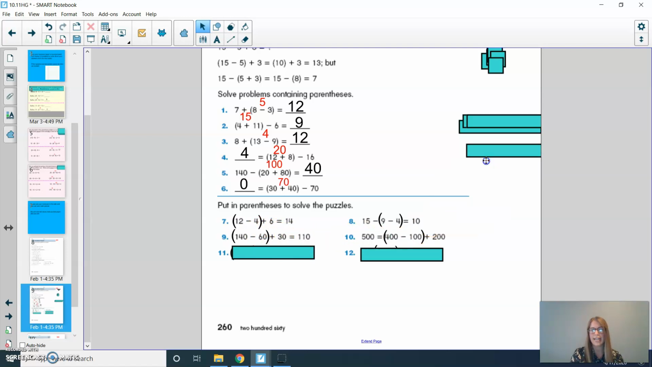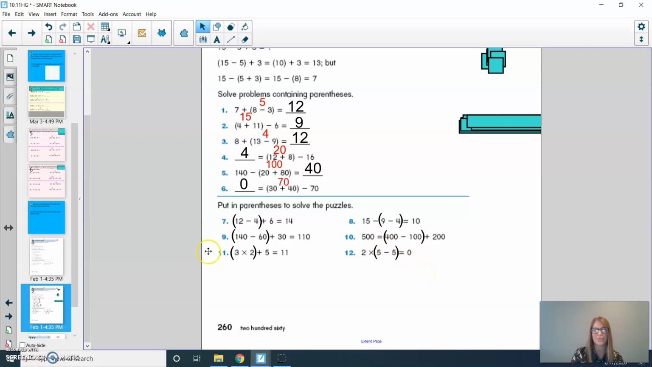For question 10, I would need to do 400 minus 100 first, which would get me to 300. 300 plus 200 would get me to 500. For question 11, I would do 3 times 2 first, because 3 times 2 is 6, and then 6 plus 5 is equal to 11. And lastly, for question number 12, I would do 5 minus 5 first, which is equal to 0, and then 2 times 0 is equal to 0.